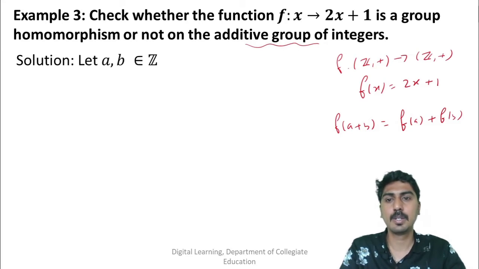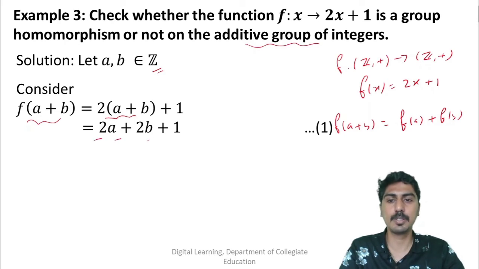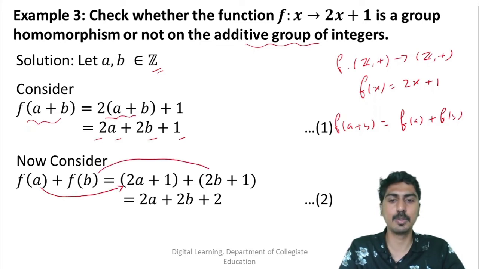Let us take two arbitrary elements in Z, a, b. First consider f of a plus b. By the definition, we have f of a plus b is equal to 2 into a plus b plus 1, which is equal to 2a plus 2b plus 1. Next, we consider f of a plus f of b. f of a is 2a plus 1 and f of b is 2b plus 1, which is equal to 2a plus 2b plus 2.